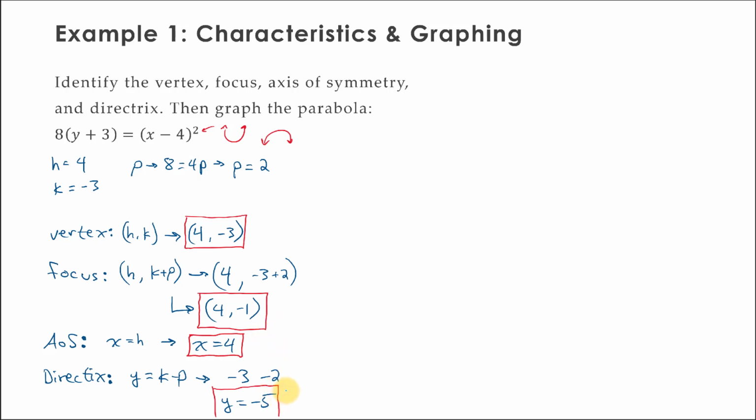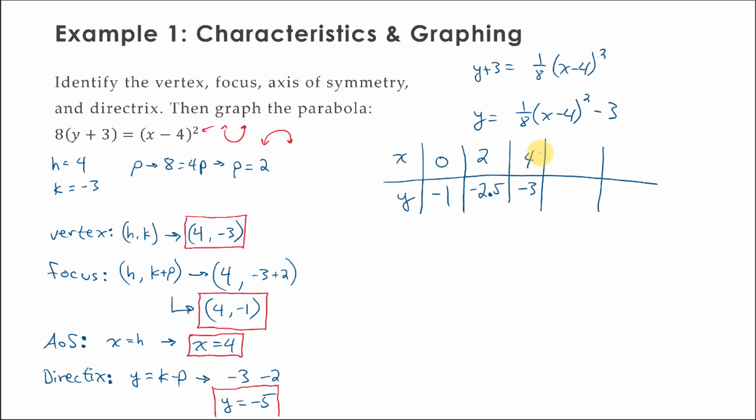Now I'm going to take the equation we're given and solve it for y, so I can calculate some other points. When I do that, this is my equation for y. And I know that this is an upright parabola, so I know this point is my vertex.